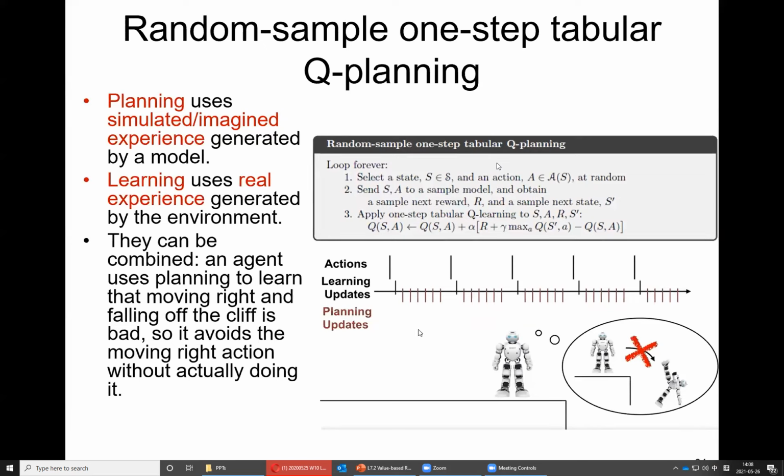But with Q planning, you are thinking in your head. The agent is thinking silently without taking any action. What if I take an action here? What will happen? What if I take an action there? So it's performing this planning in its head.